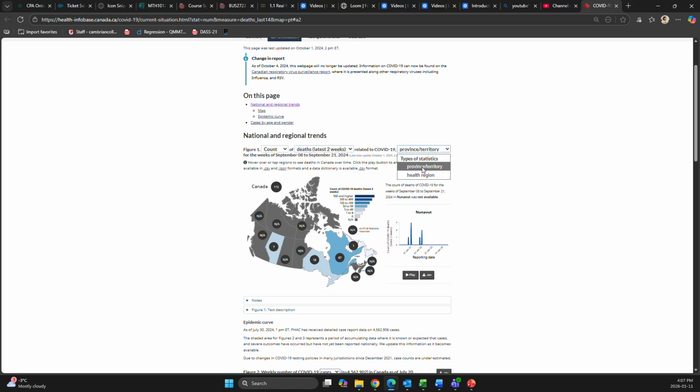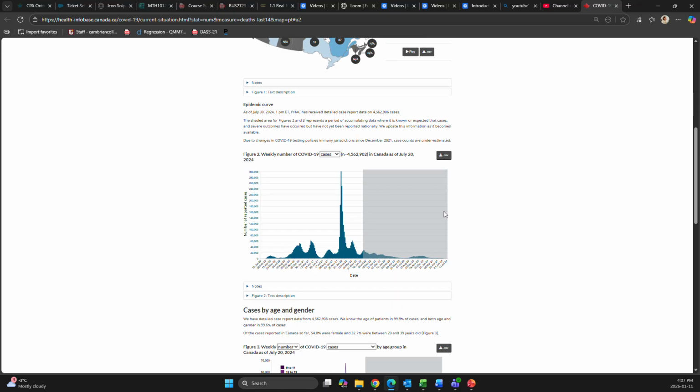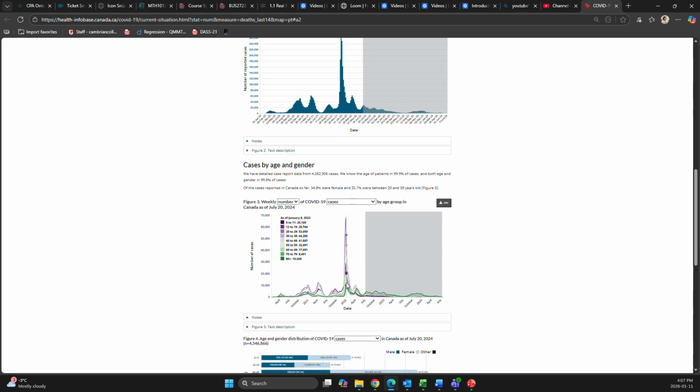But you can see by province how many deaths there were, and it makes little charts as well to show when the deaths were in that period. So for example, Alberta had 7, and it shows the reporting dates in the line chart here. There's also more information about total COVID cases. It shows the dates and number of reported cases. There's charts on cases by gender and age, you can see here.